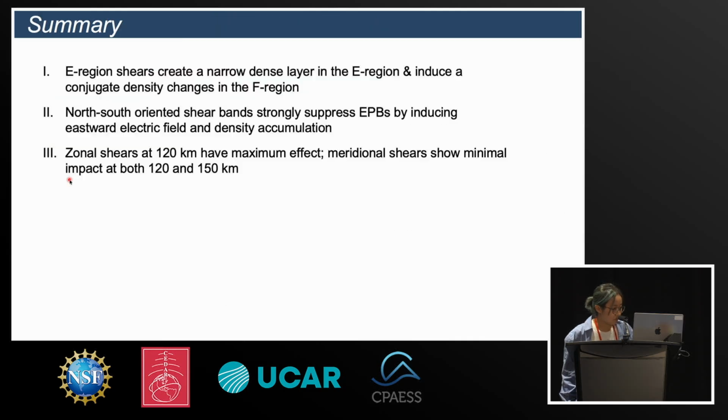So this is a summary. The E-region neutral wind shears set up at lower E-region, like about at 120 kilometers, and the longer side extends along the latitudes, can mostly suppress the bubbles, and other cases have minor effects.